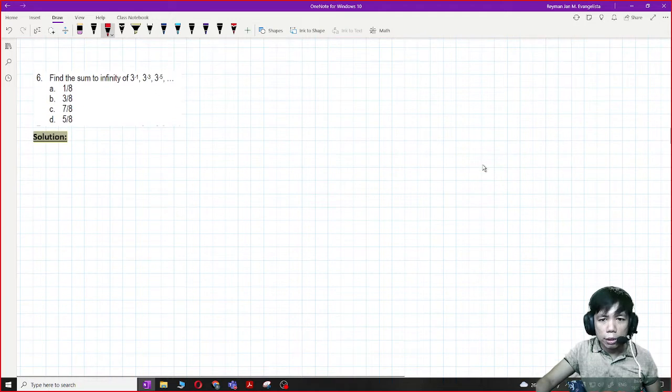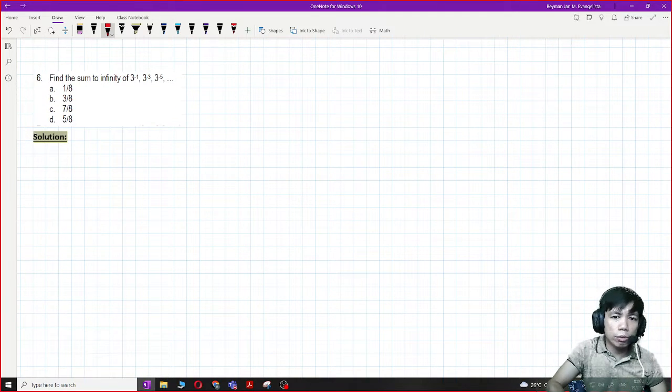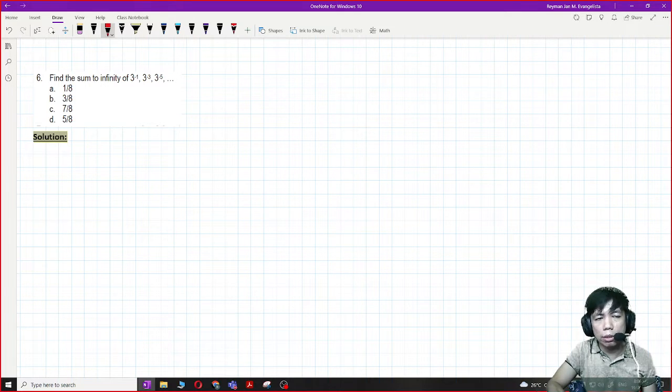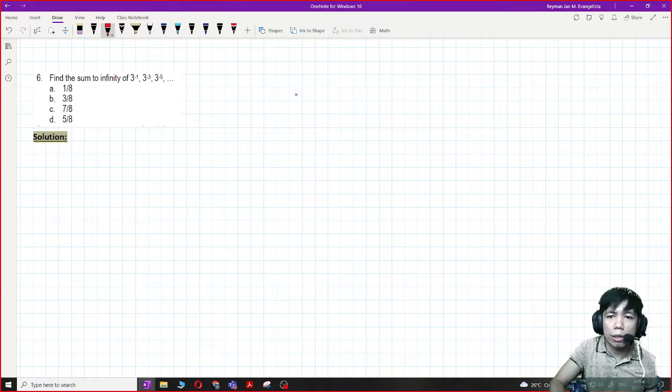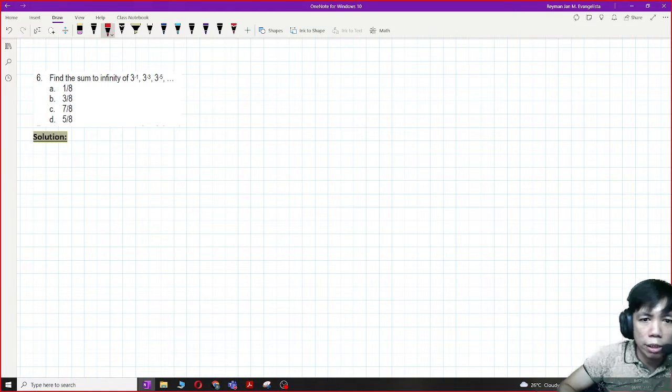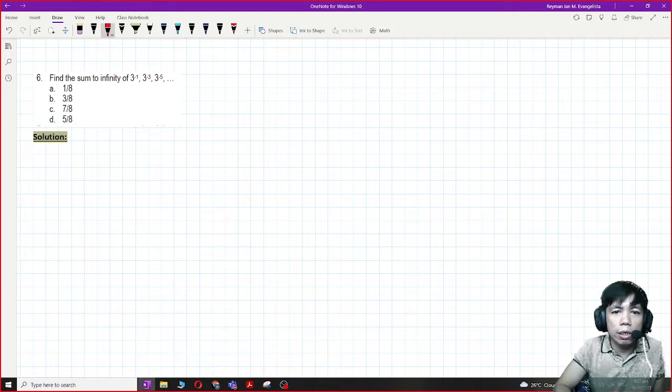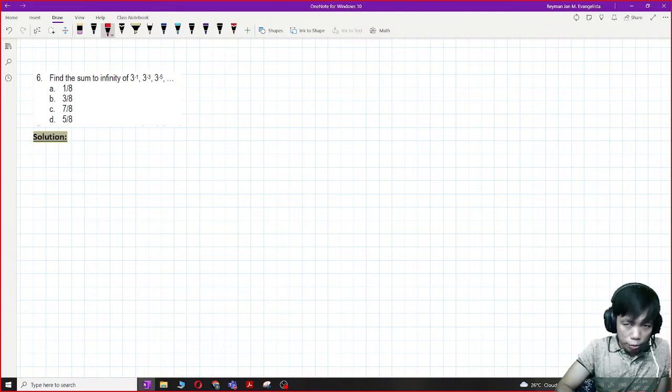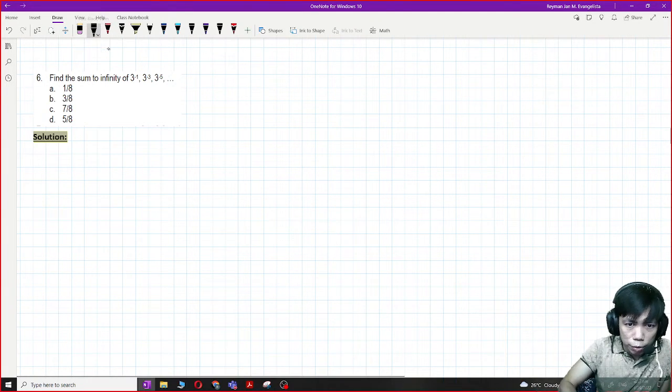Next, number 6. Okay, find the sum to infinity of 3 raised to negative 1, 3 raised to negative 3, 3 raised to negative 5. Okay? So, meron tayong formula dyan, no? Sa sum to infinity or the sum of infinite geometric progression.